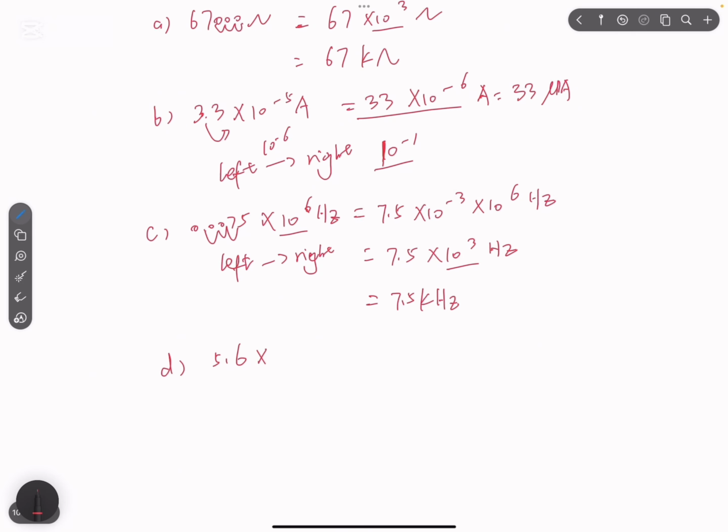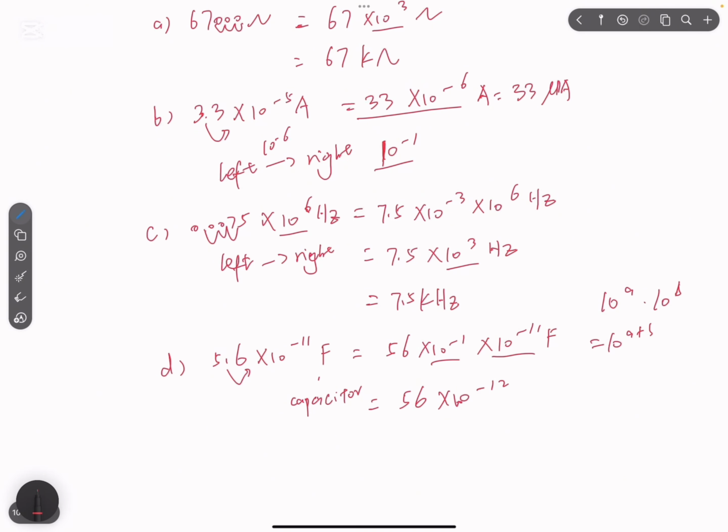D, we have 5.6 times 10 to the minus 11 farad. So that's the unit for capacitor. So if we move the decimal from left to right by 1 time, that will be 56 times 10 to the minus 1 times 10 to the minus 11 farad. So we can combine these two. It will be 56 times 10 to the minus 12. Because for multiplication, 10 to the A times 10 to the B, the formula is 10 to the A plus B. So that will give us pico, so 56 picofarad.